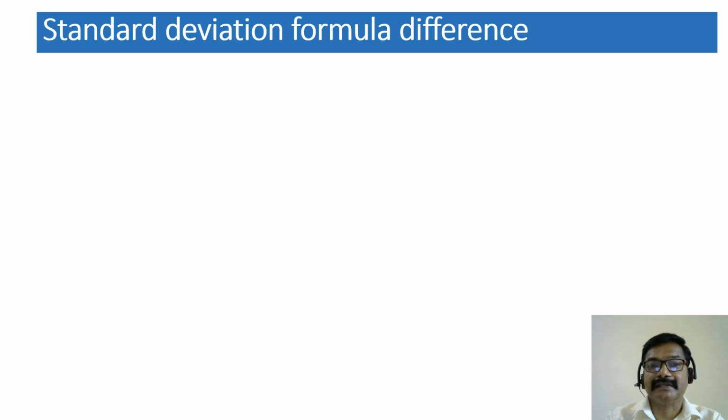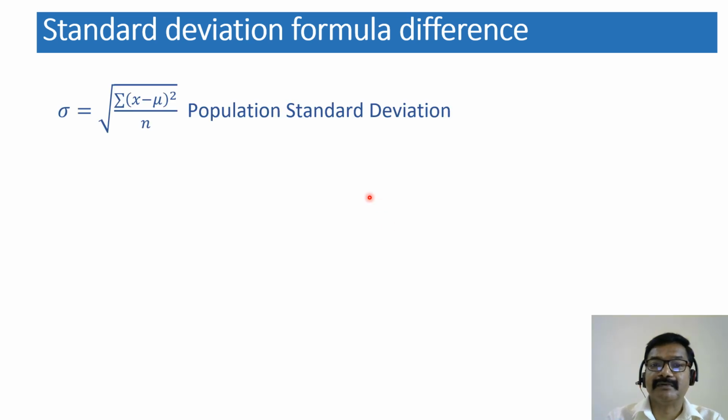Now let us see the standard deviation formula for the population. So this is the standard deviation for the population. Now here you can see sigma. The average is subtracted from each individual reading, and again the square is taken, divided by n, and the square root is taken, and that will be sigma.